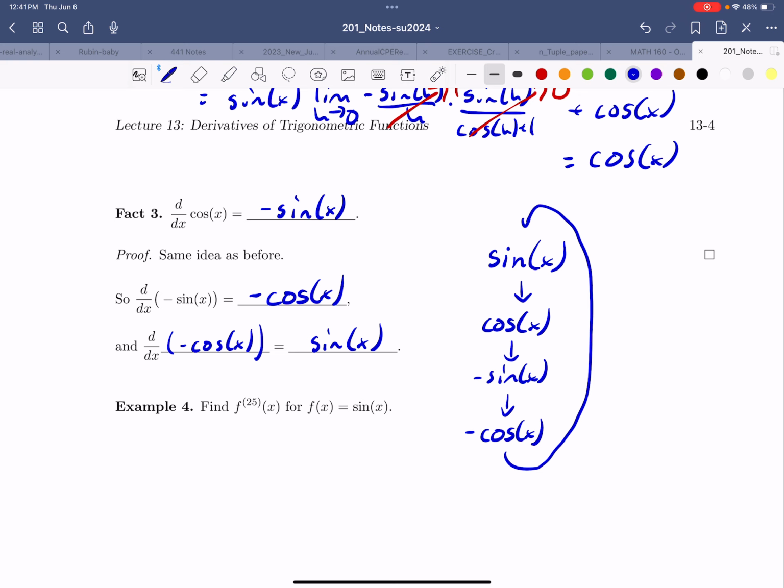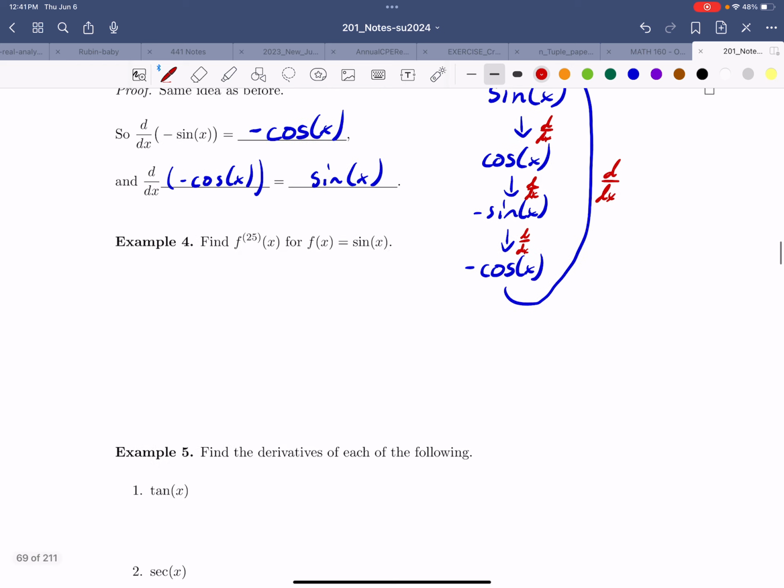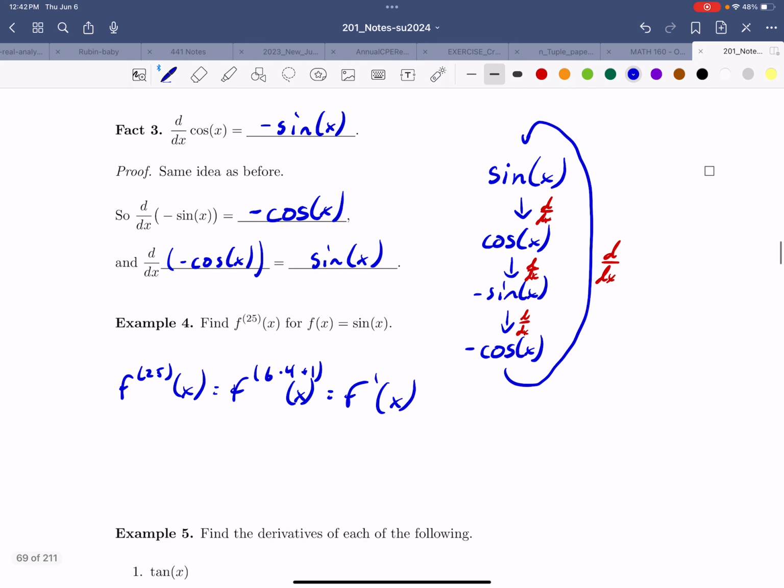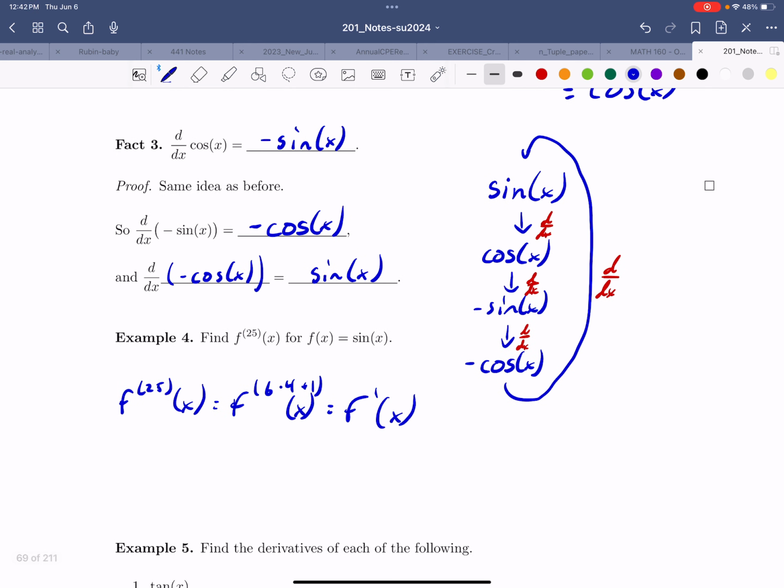Right, and this is all taking the derivative, taking the derivative, taking the derivative. So if I said something like, hey, find the 25th derivative of sine of x, well, I guess that's 25 equals 6 times 4 plus 1. So effectively, this is just f prime of x, right? Because every 4 derivatives, we get back to what we started with.